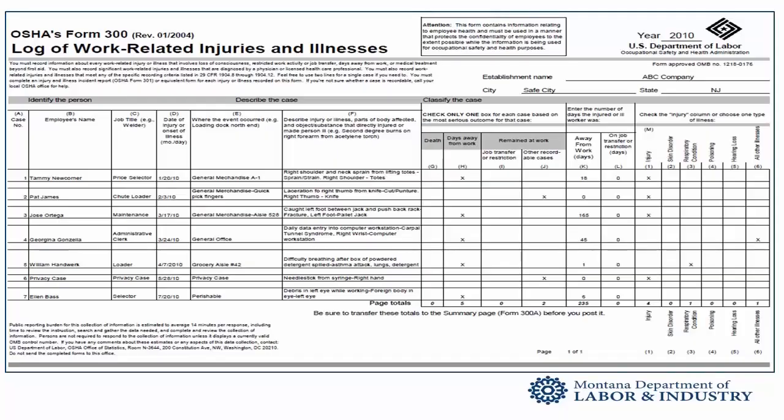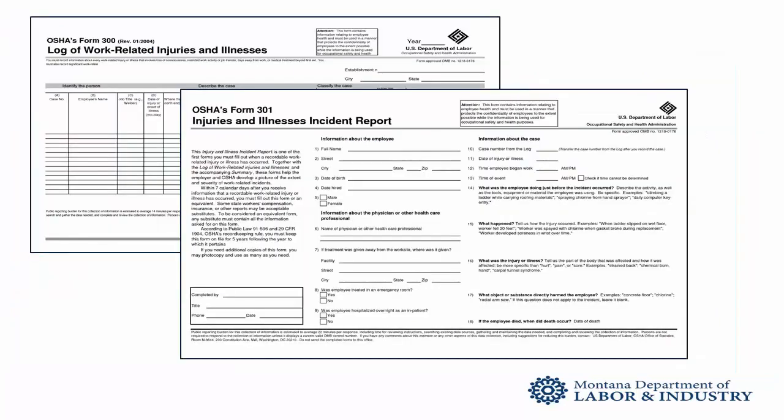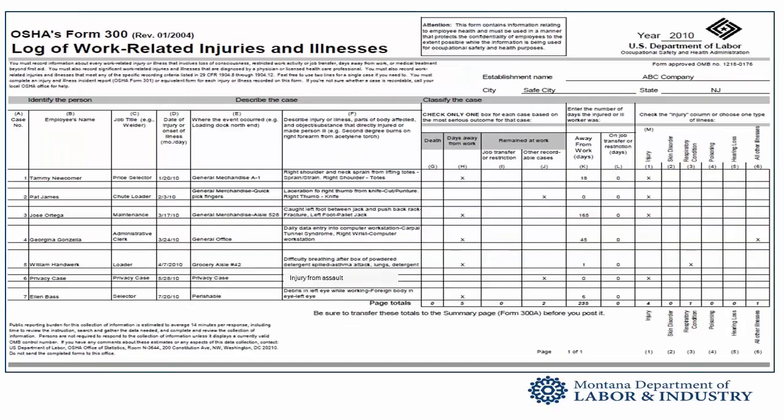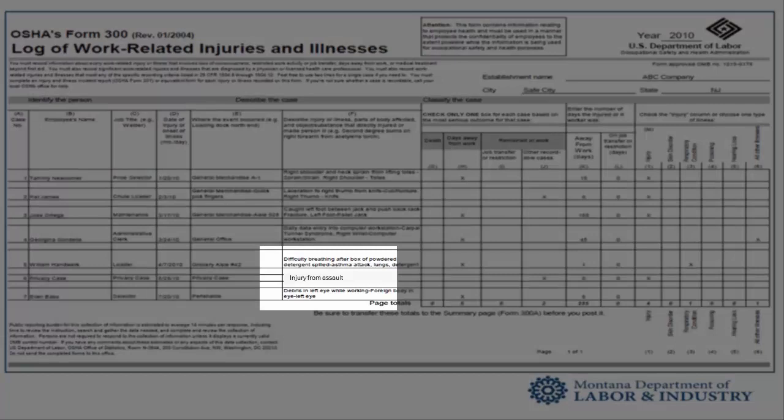If you have a reasonable basis to believe that information describing the privacy concern case may be personally identifiable, even though the employee's name has been omitted, you may use discretion in describing the injury or illness on both the OSHA 300 and 301 forms. You must enter enough information to identify the cause of the incident and the general severity of the injury or illness, but you do not need to include details of an intimate or private nature. For example, an assault case could be described as an injury from assault. Work-related injuries arising from assault must be entered on the forms.